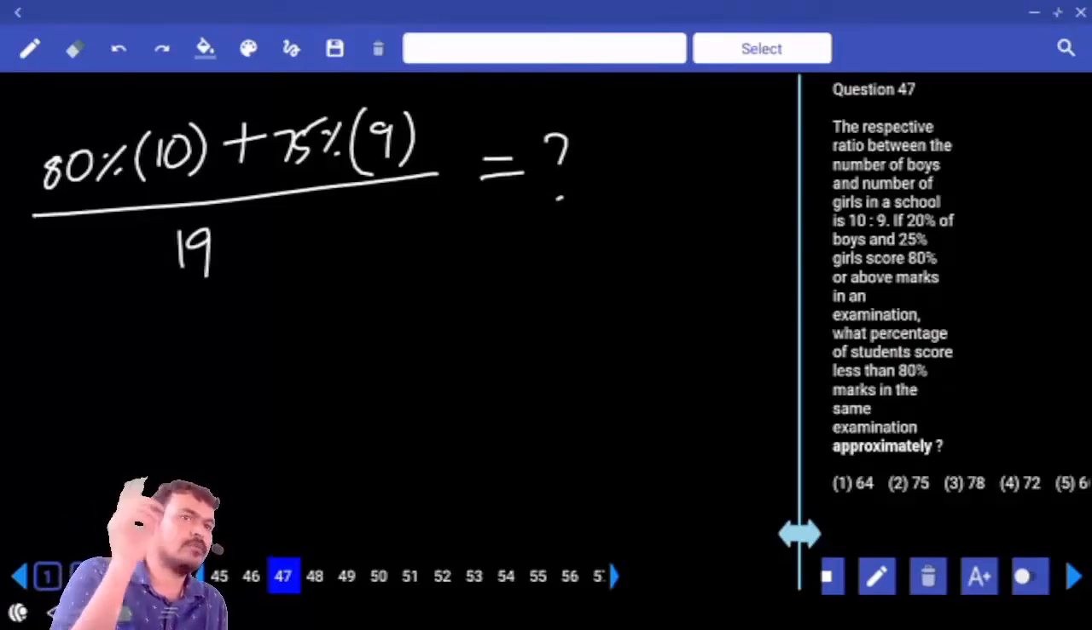But compared to this one, first one is better or not? Calculation wise.